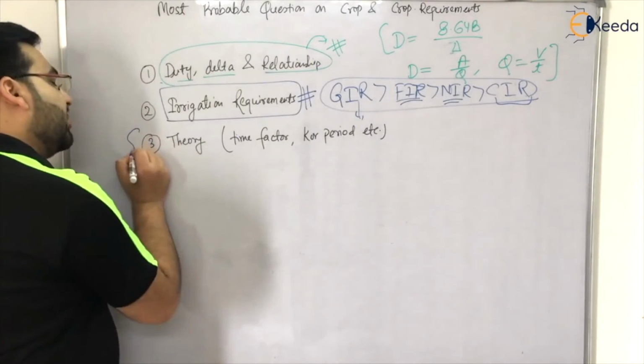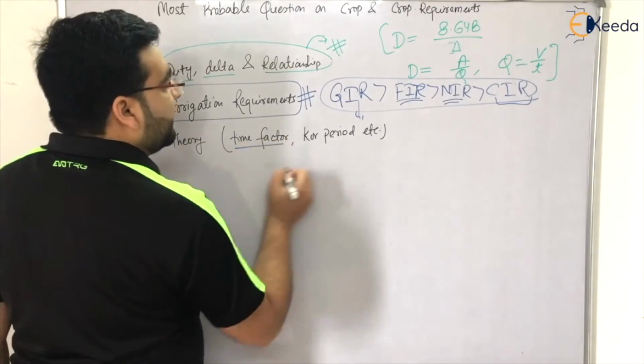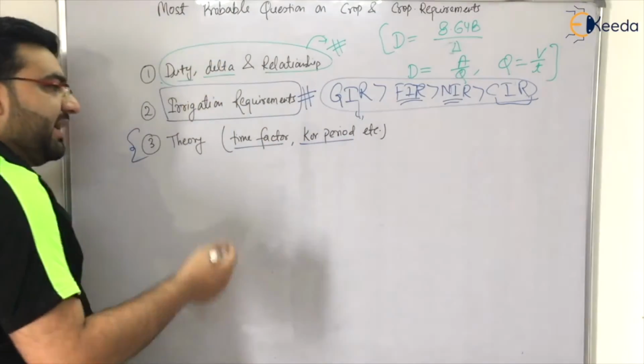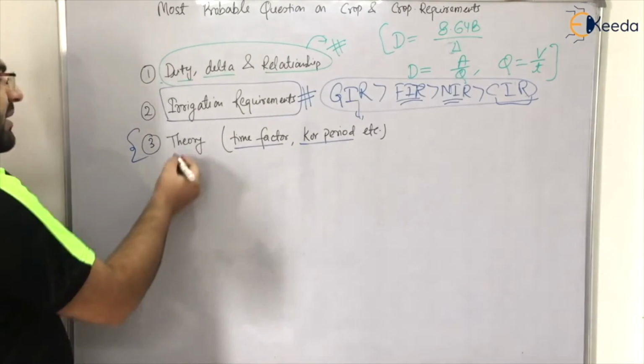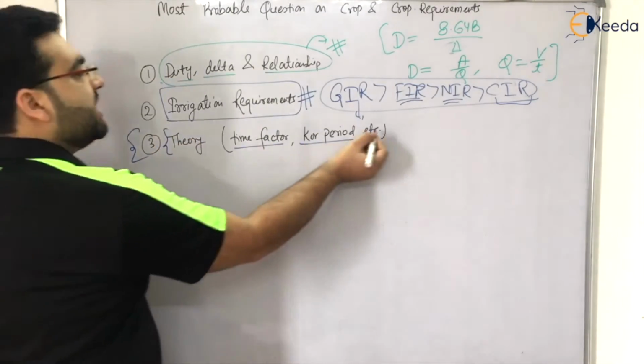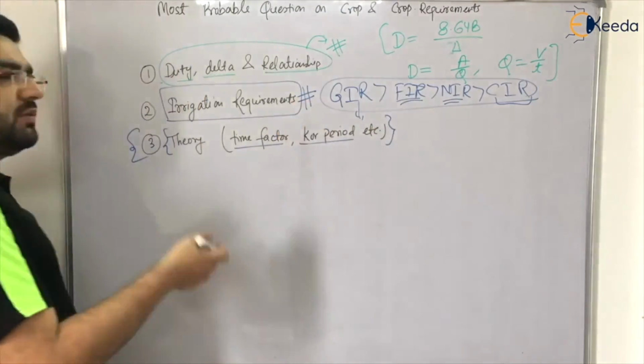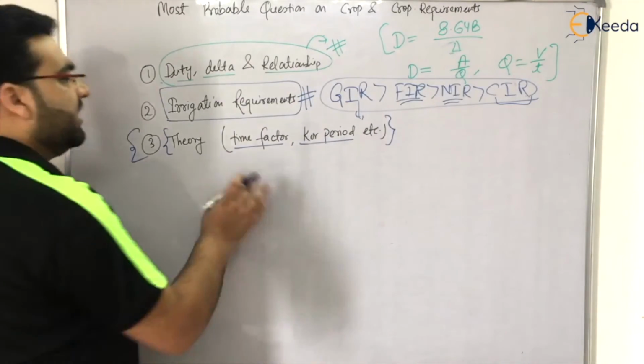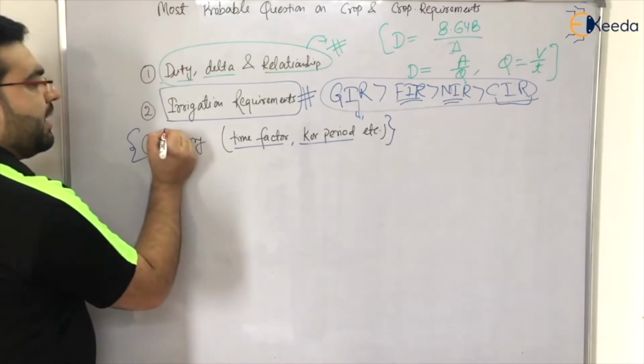There can be a theoretical question also, like what is time factor, what is core period, what is base period, what is paleo irrigation. But the probability of a theoretical question coming is very less. And what are kharif crops, what is crop factor, what are rabi crops, right? These questions can also be there, but the probability is very less.